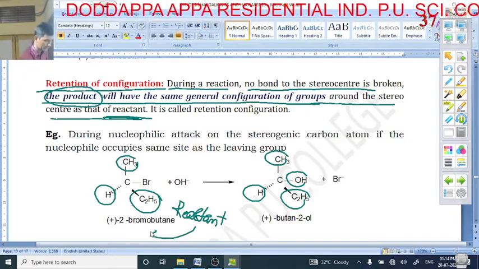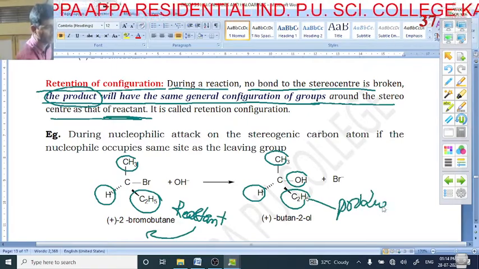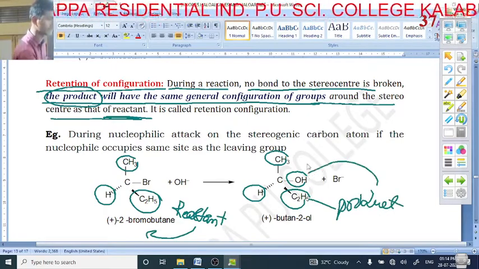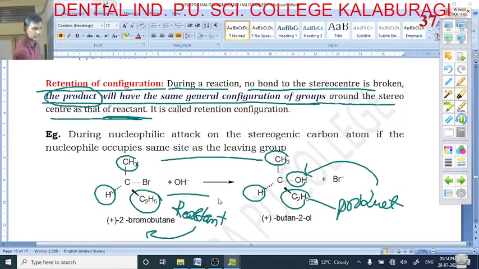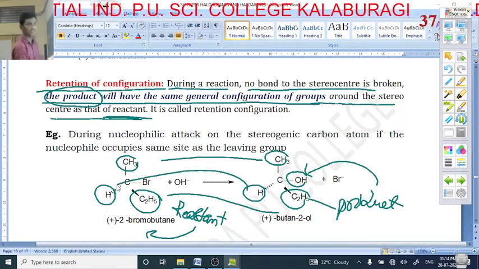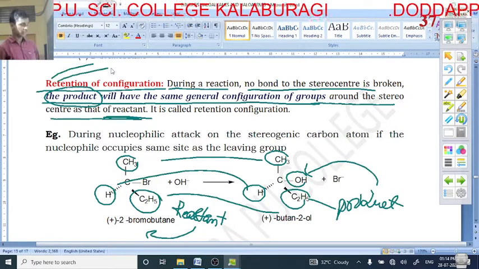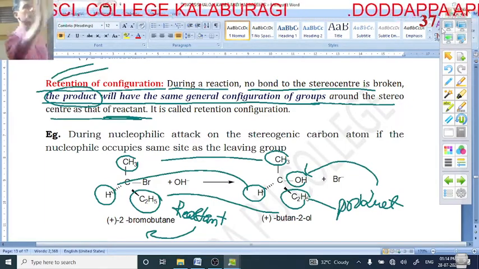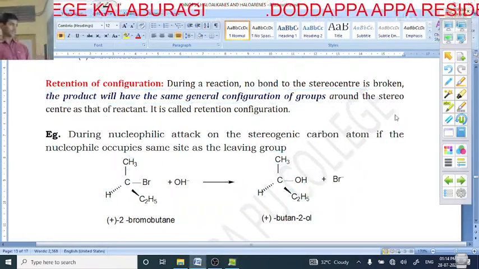This is the reactant and this is the product. The reactant and the product have the same configuration: CH3, C2H5 and H. They have the same configuration, so this type of configuration is called retention of configuration.